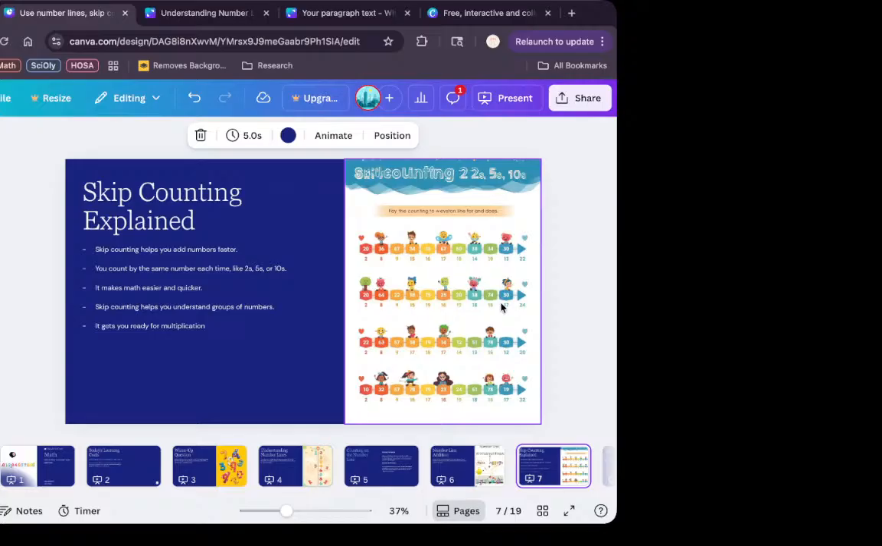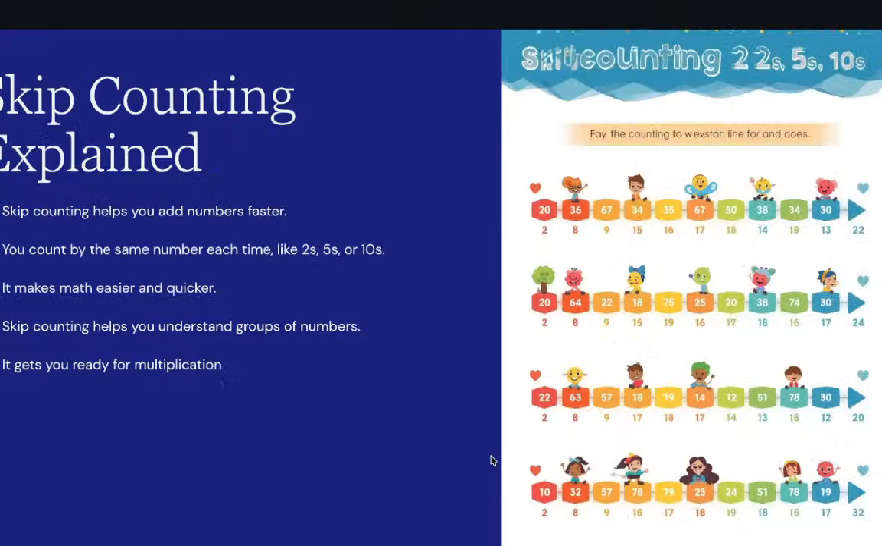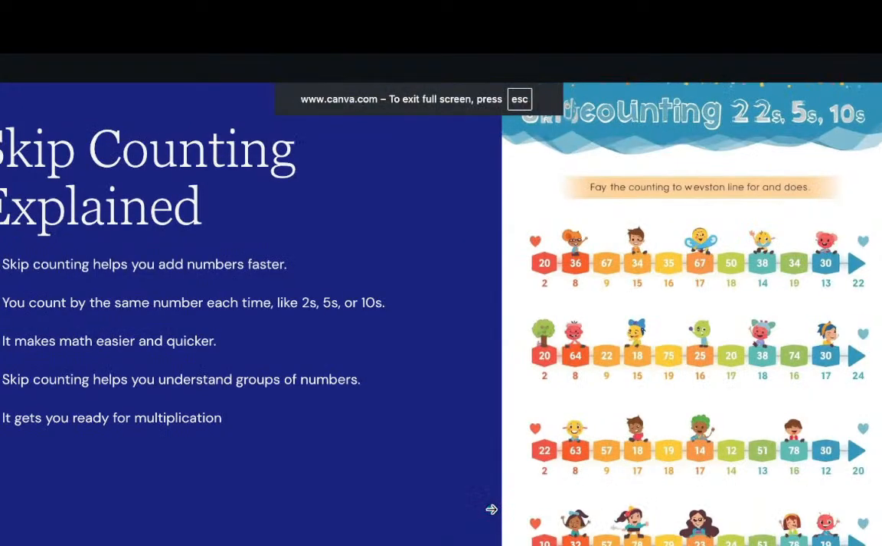Skip counting. So skip counting helps you add numbers faster. For example, you can count by 2s, by 5s, 10s, 15s, 20s, anything. It makes math easier and quicker. And skip counting helps you understand groups of numbers, and it gets you ready for multiplication.